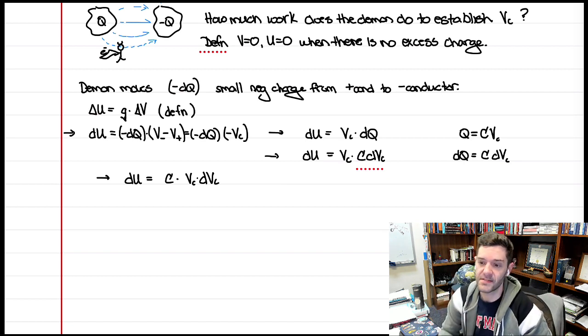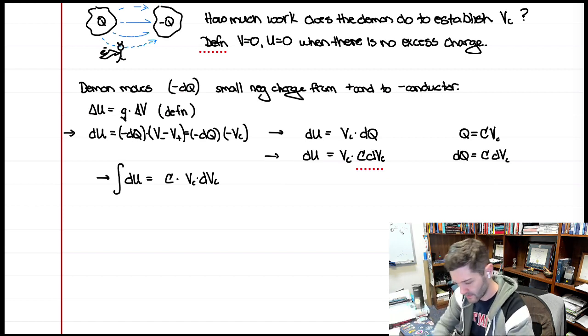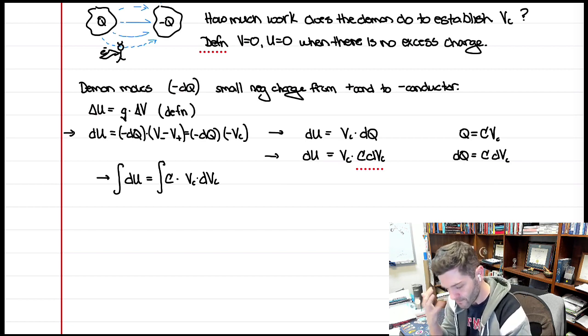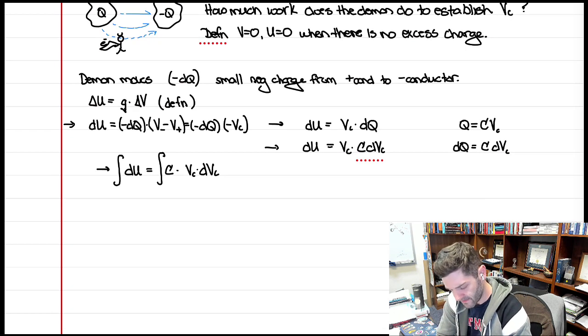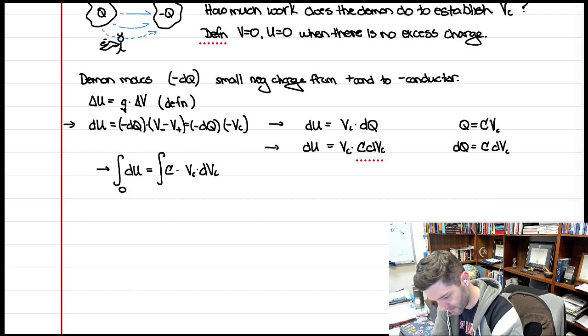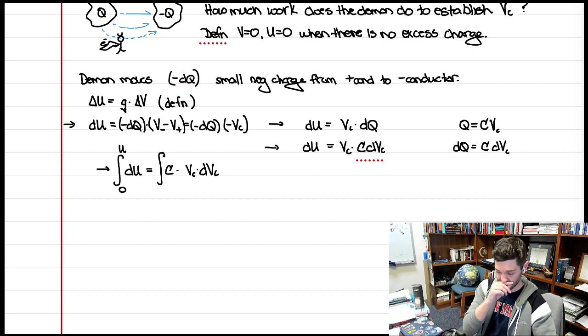This is set up perfectly to do an integral. So then if I want to ask about what is the total amount of work that's being done, or the total energy that's stored by the demon moving all these electrons around, I could then integrate both sides. For the left-hand integral, we said that it's starting with 0 potential energy when there's no excess charge, and then it's going to build up to some general value of u that I want to then be able to read off.